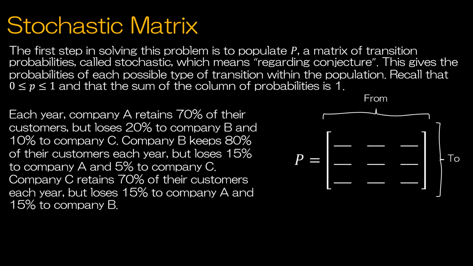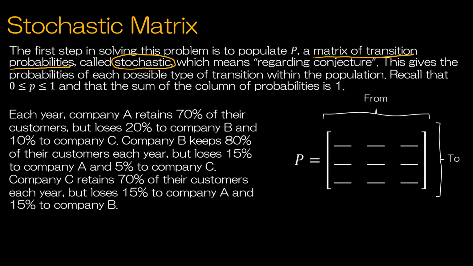The first step in solving a problem like this is to populate P, which is a matrix of transition probabilities, also called stochastic, which means regarding conjecture. Basically, we want to capture the probability that each person will stay with Company A or move from A to B or move from A to C and so forth. We want to do all of this regarding probabilities.